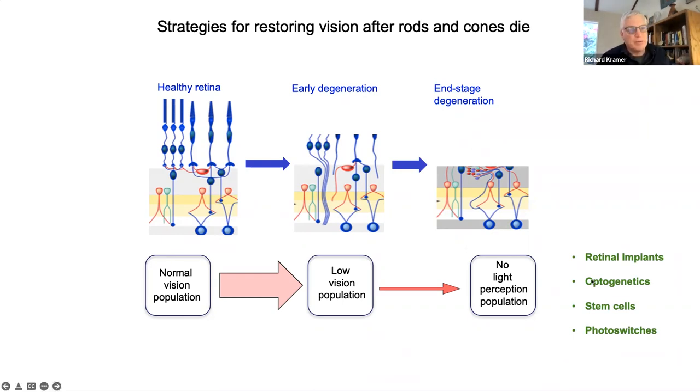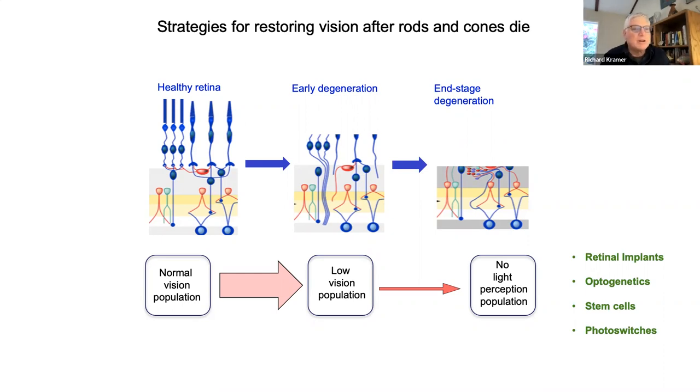So that's one approach. Another approach is to use optogenetic tools, microbial opsins like channelrhodopsin, expressed artificially in the downstream neurons of the retina to try to provoke light sensitivity in these cells. Of course, there's a huge effort by the National Eye Institute to develop stem cells to regrow new photoreceptors and get them integrated into the circuit. And then finally, there's something that we've worked on for 20 years now, which are photoisomerizable chemical photoswitches that get into neurons and impart light sensitivity on action potential firing.